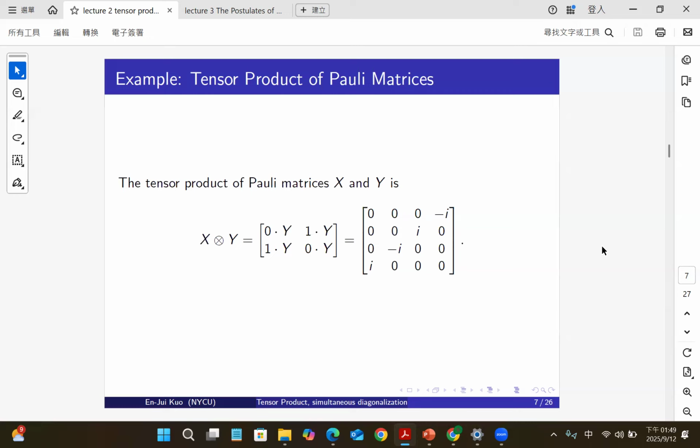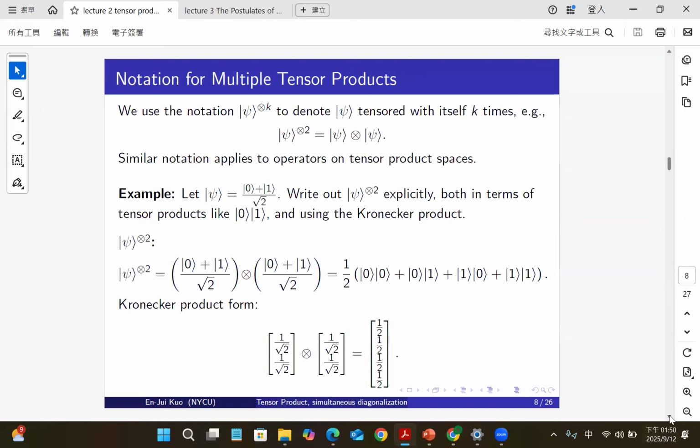Okay. So notice that in a physical sense, you can imagine that x is the operator acting on the first qubit, and y is another operator acting on the second qubit. So x tensor y is the operator acting on two different qubits: x on the first qubit, y on the second qubit. So that is the definition. Okay, so these are simple examples.